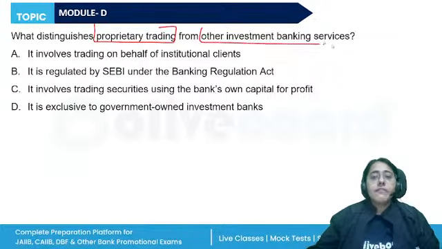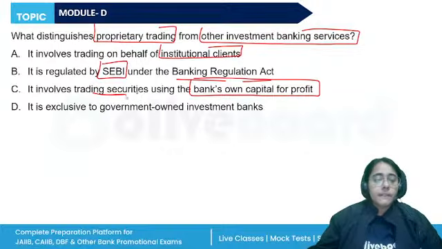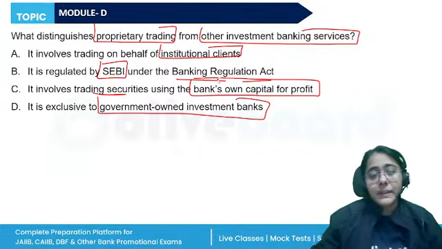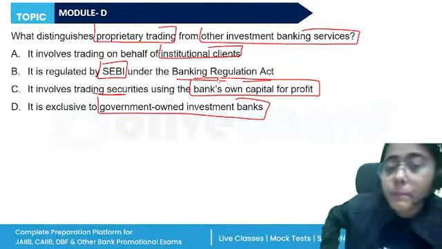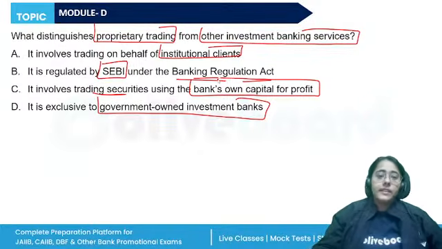What distinguishes proprietary trading from other investment banking services? It involves trading on behalf of the institutional clients. It is regulated by SEBI under the Banking Regulation Act. It involves trading securities using the bank's own capital for profit. It is exclusive for the government owned investment banks. So, which statements are correct? How is proprietary trading different from other investment banking services?